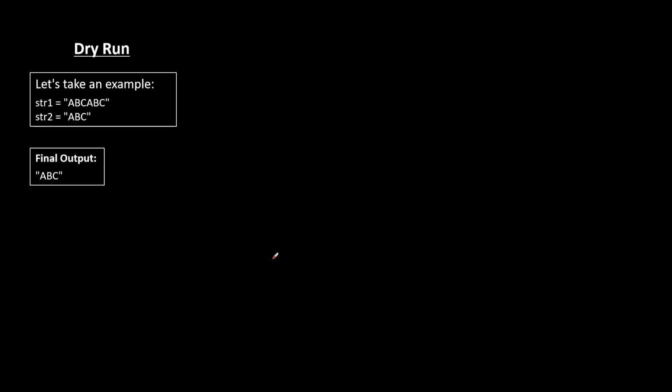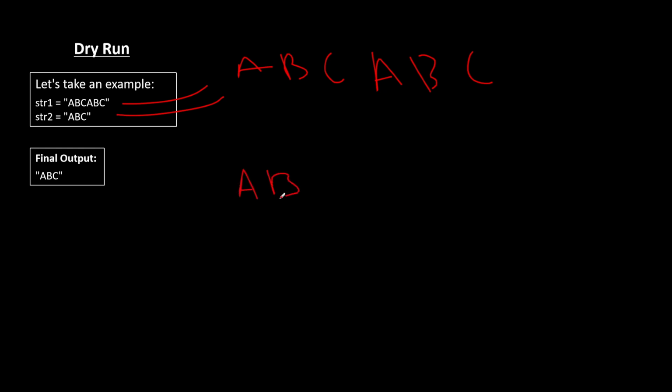Now let's take the dry run. So here I've taken the same string itself, right? So what is a dry run? If we go A, B, C, A, B, C, A, B, C. So this is string 1, this is string 2, right? Now what do we check, now what do we do?